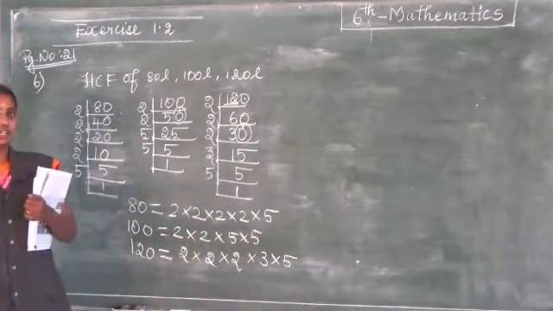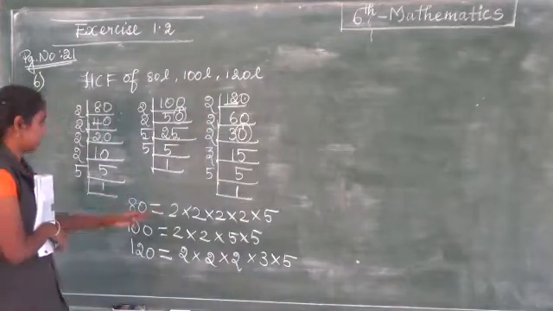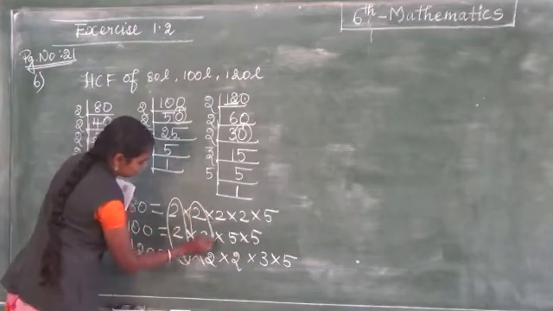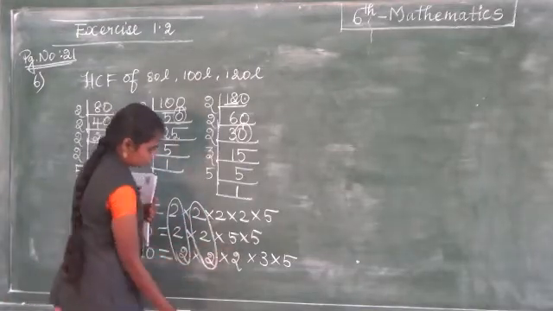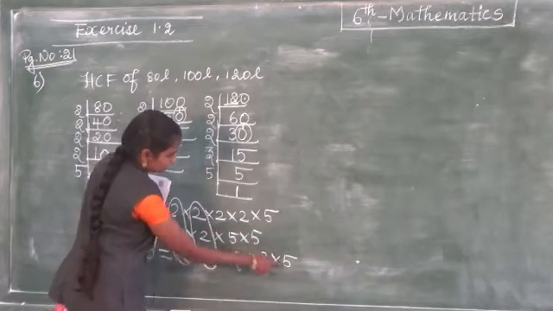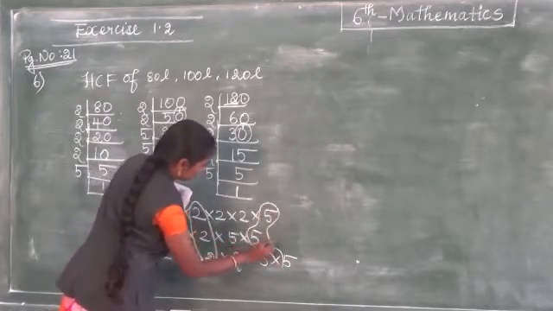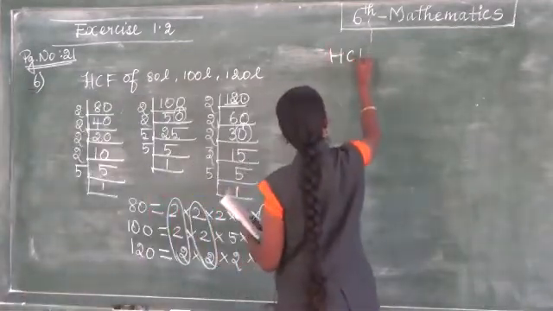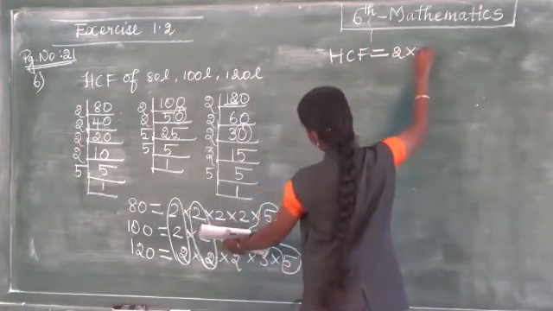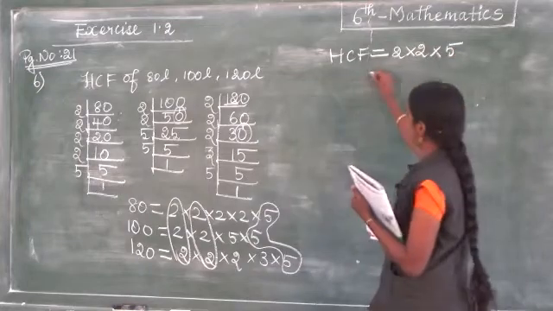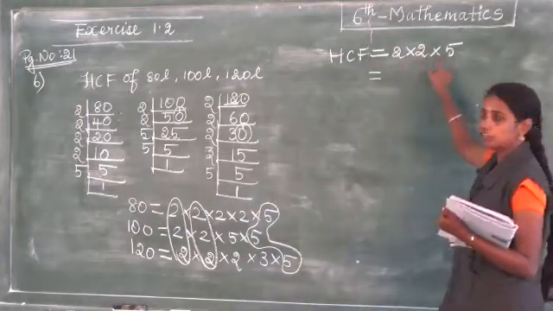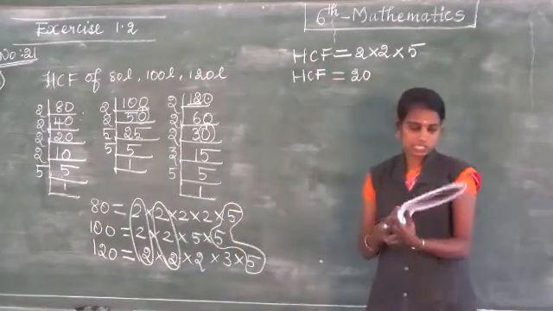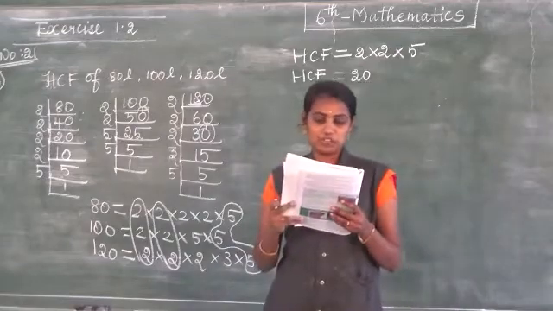HCF means the highest common factor of the given numbers. So we have 3 numbers here. Find the common factors: 2 here, 2 here, then here we don't have the 2, then 5, in all 3 places we have the 5. The common factors I encircled, write as HCF now: 2 into 5. Now multiply the factors, 2 2s are 4, 4 5s are 20. So HCF is 20.